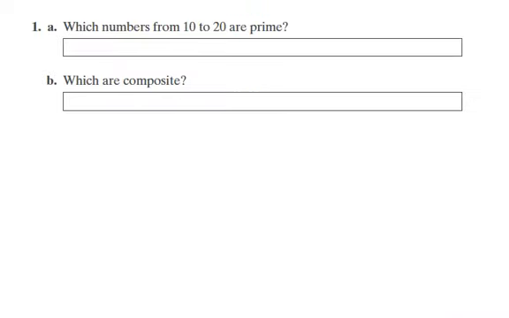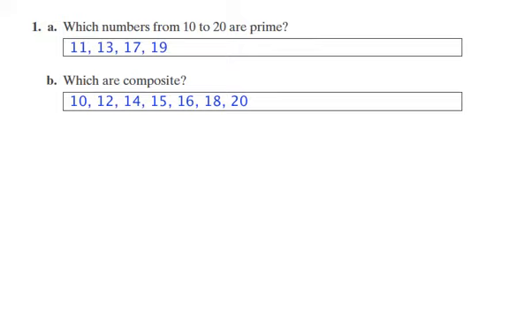For 1a and b, you need to tell me which numbers from 10 to 20 are prime and then which are composite. Go ahead and try these and then check your answer. So pause the video, try 1a and b, then start the video again to check your answers.